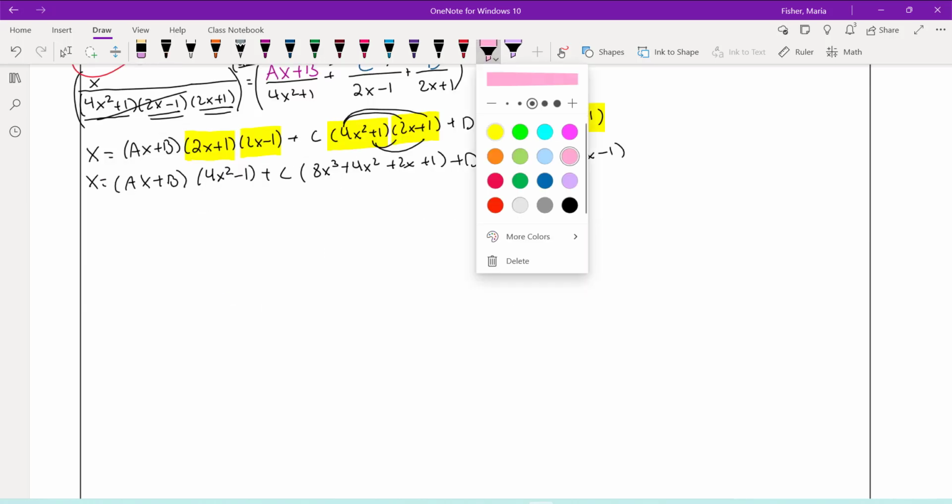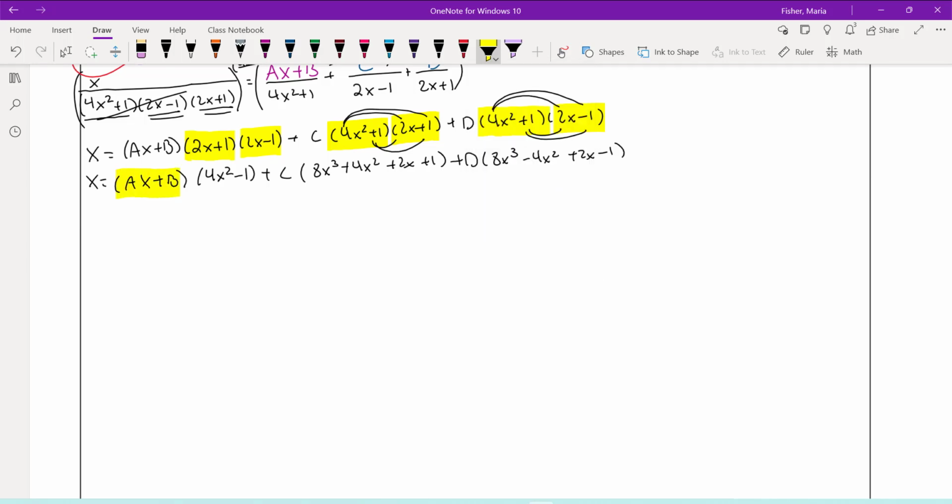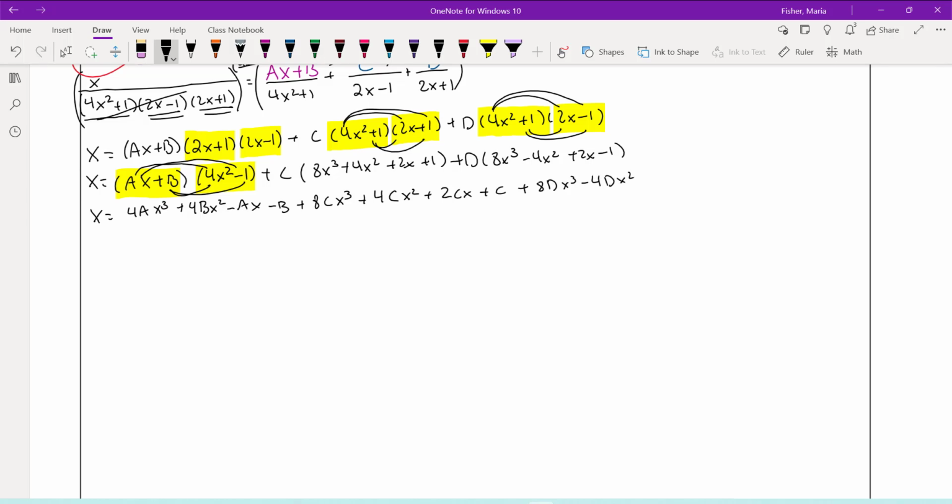Now let's distribute these two, ax plus b times 4x squared minus 1. If I distribute here, I have 4ax cubed plus 4bx squared minus ax minus b. Distributing in my c, I have 8cx cubed plus 4cx squared plus 2cx plus c. Distributing the d, I'd get 8dx cubed minus 4dx squared plus 2dx minus d.